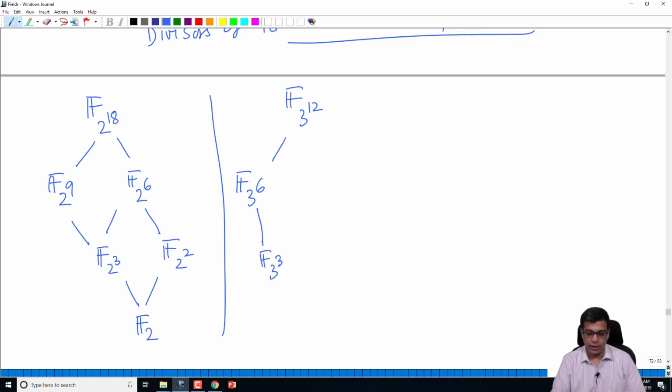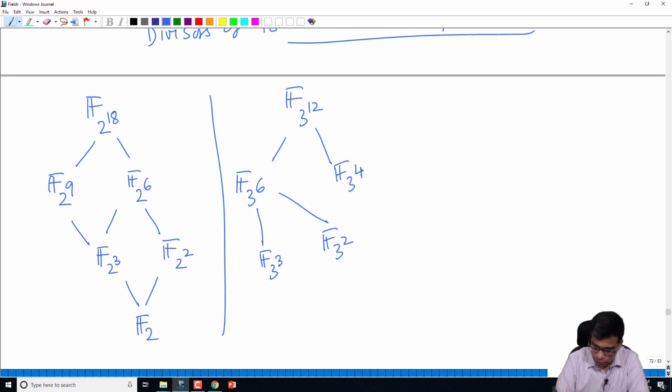3 cubed will be contained here because 3 divides 6. And there will be another subfield 3 squared. 2 divides 6, 3 divides 6, but 2 and 3 are not comparable. On the other hand, you will have 4 here. And 4 will be contained in this, but this side of the lattice is not comparable to this.